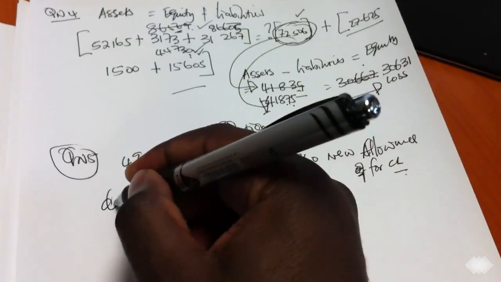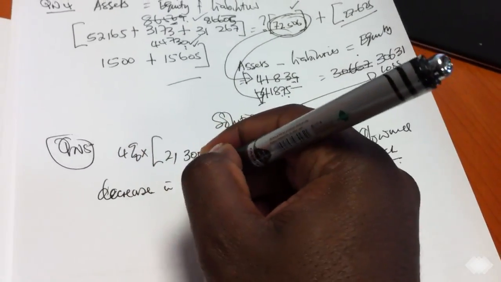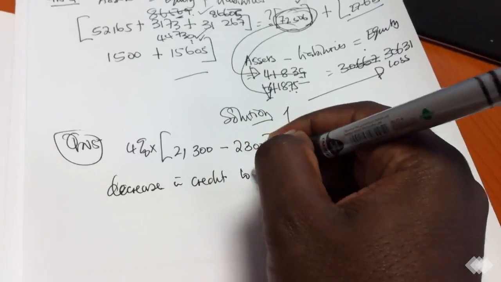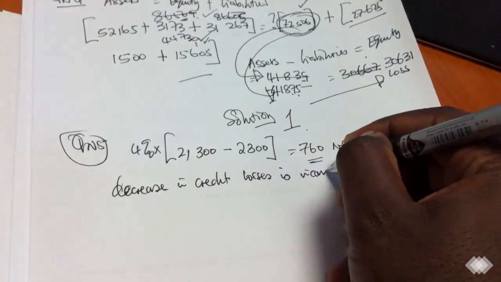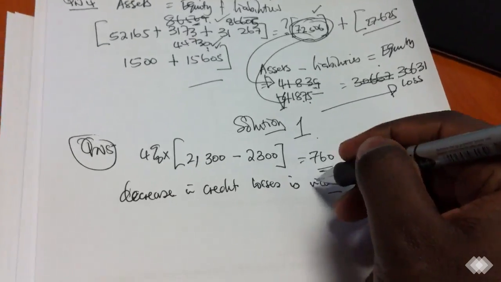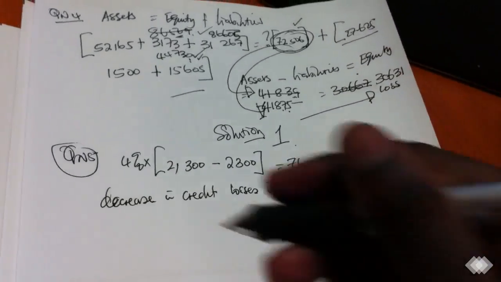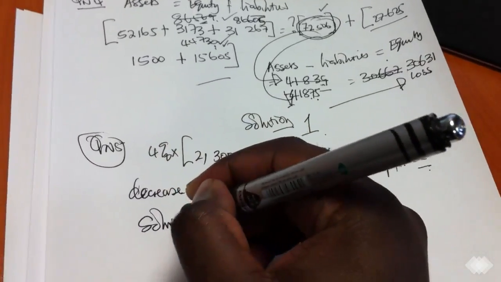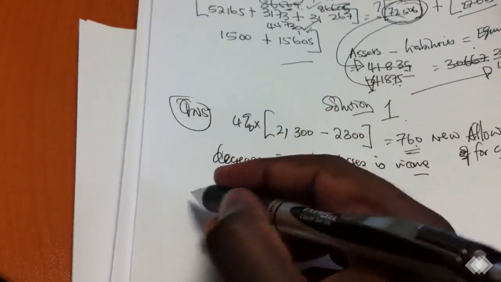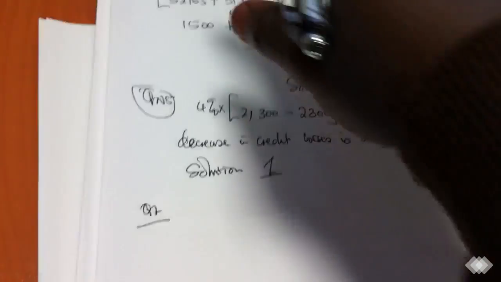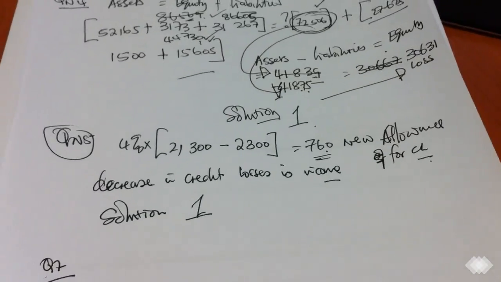So a decrease in credit loss is income. It falls under other income, right? So we do have a decrease. So it means we don't have credit loss. So we have a solution of 1, which gives us 0. Question 7.